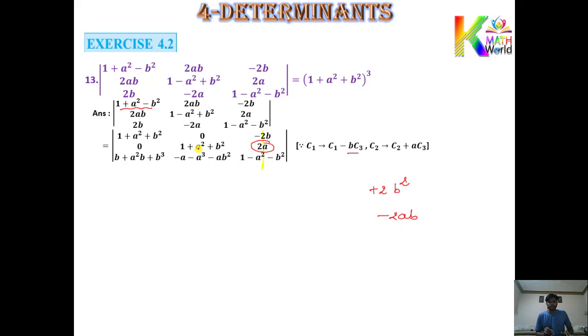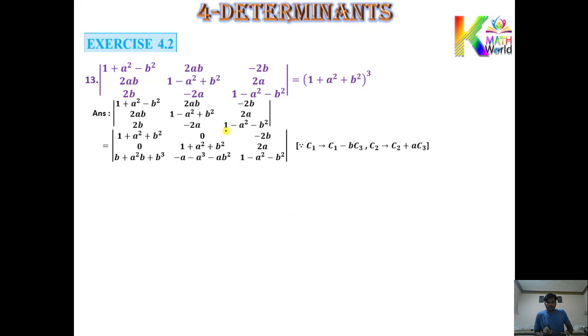Same way, you can see this column, which column? This column being multiplied by minus b. So be careful when you multiply.